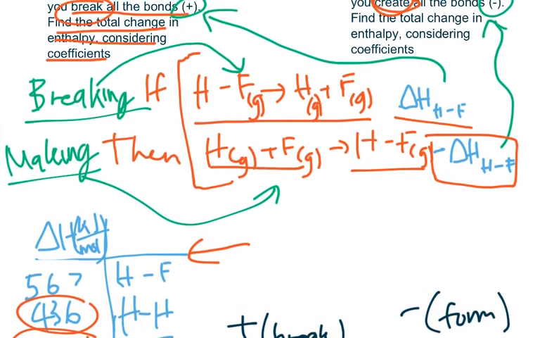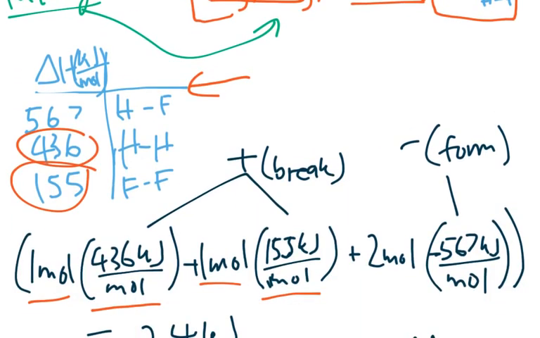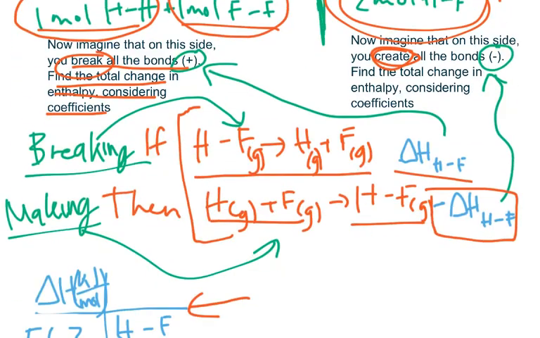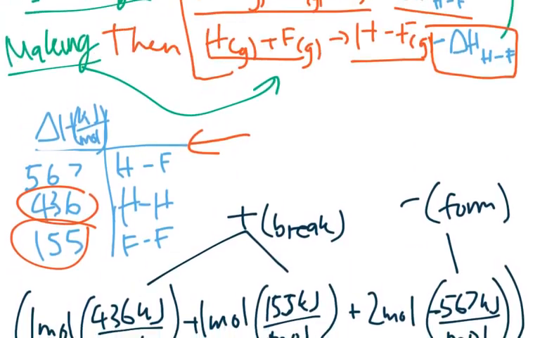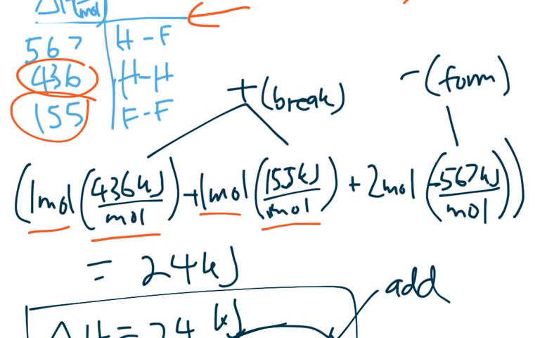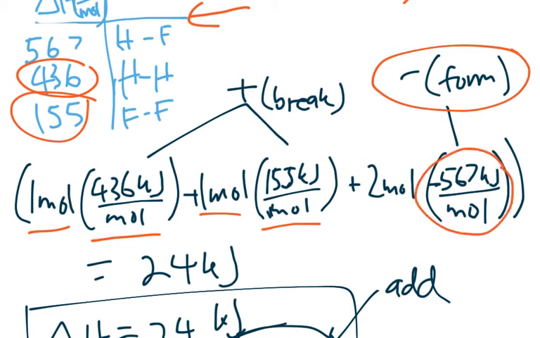And on the product side, we are producing 2 moles of HF. So we are creating 2 moles of HF bonds as shown here. So if we create bonds, remember we have to negate it since it releases energy. So this will be in the negative form. And each mole of HF releases 567 kilojoules. So we have 2 moles of HF, so we multiply 2 moles times that.